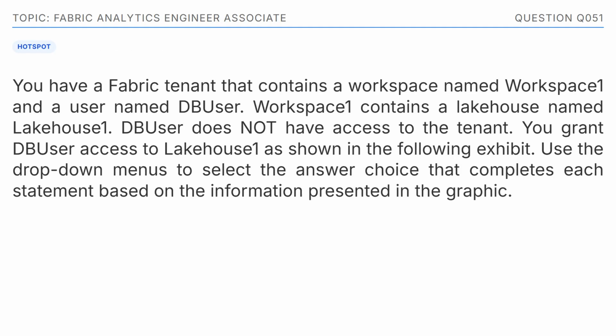You have a Fabric tenant that contains a workspace named Workspace 1 and a user named DP-600. Workspace 1 contains a lakehouse named Lakehouse 1. DP-600 does not have access to the tenant. You grant DP-600 access to Lakehouse 1 as shown in the following exhibit. Use the drop-down menus to select the answer choice that completes each statement based on the information presented in the graphic. Pause the video, choose your answer from the drop-down, and let's review the explanation.